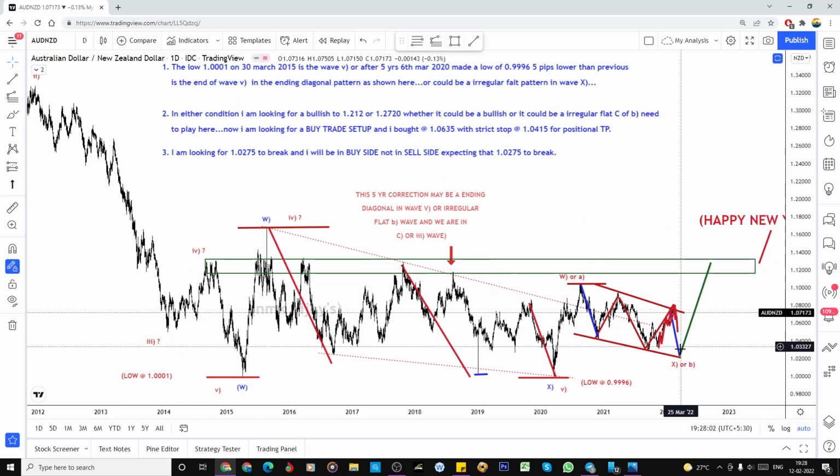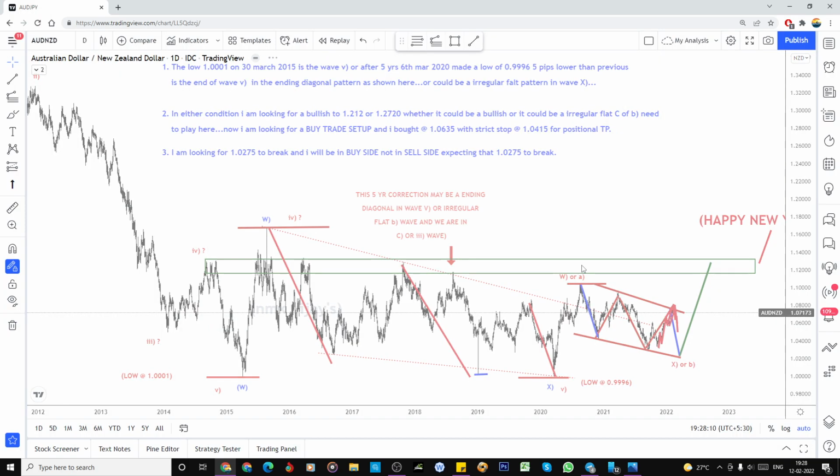I am looking for only the buy. So this is my view on the Australian New Zealand dollar in the positional for 2022. So let's move on to AUDJPY.